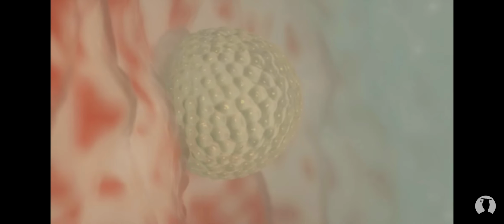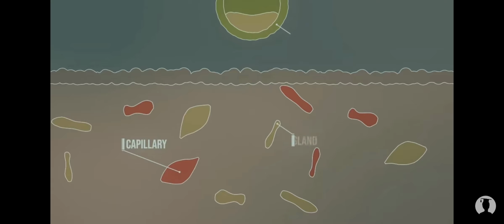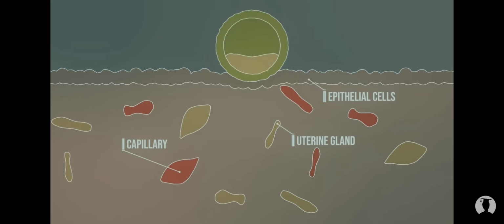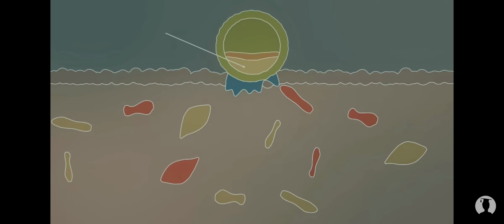Then the blastocyst burrows further and further into the uterine lining, like a parasite. Let's take a closer look at this. The endometrium has a protective epithelium and capillaries filled with blood, as well as mucus-producing glands. The trophoblast cells fuse with the endometrium, and a syncytial trophoblast is formed that will nourish the embryo.